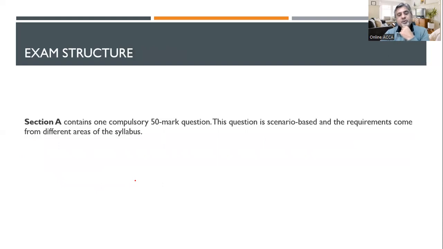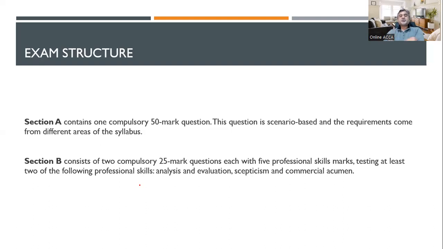Exam structure, what you get: section A, 50 marks, one long question of 50 marks. This question is scenario-based, and the requirements come from different areas of the syllabus, okay? It is very common that investment appraisal comes inside of that. Section B consists of 2 compulsory 25-mark questions with 5 professional marks each. So section A has got 10 professional marks. Out of this 50, 10 marks will be professional, and out of each 25 marks, 5 marks will go to the professional area.